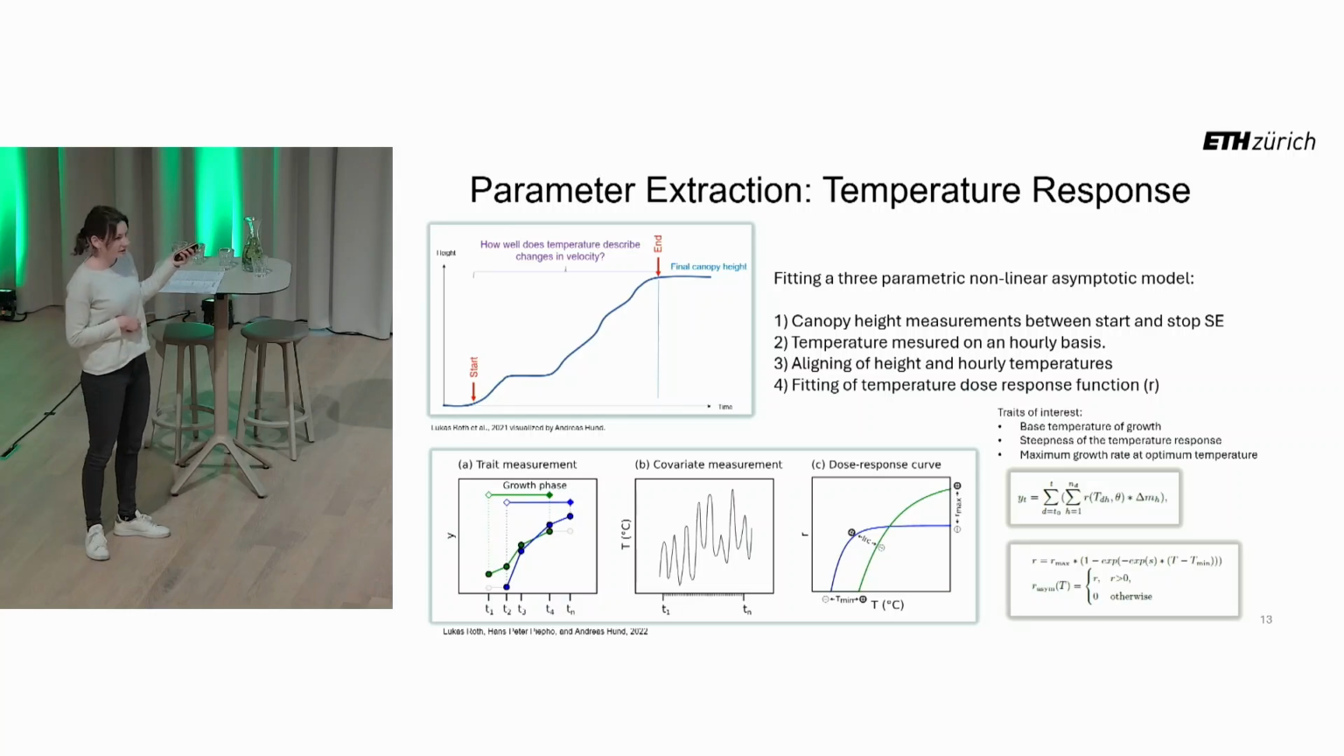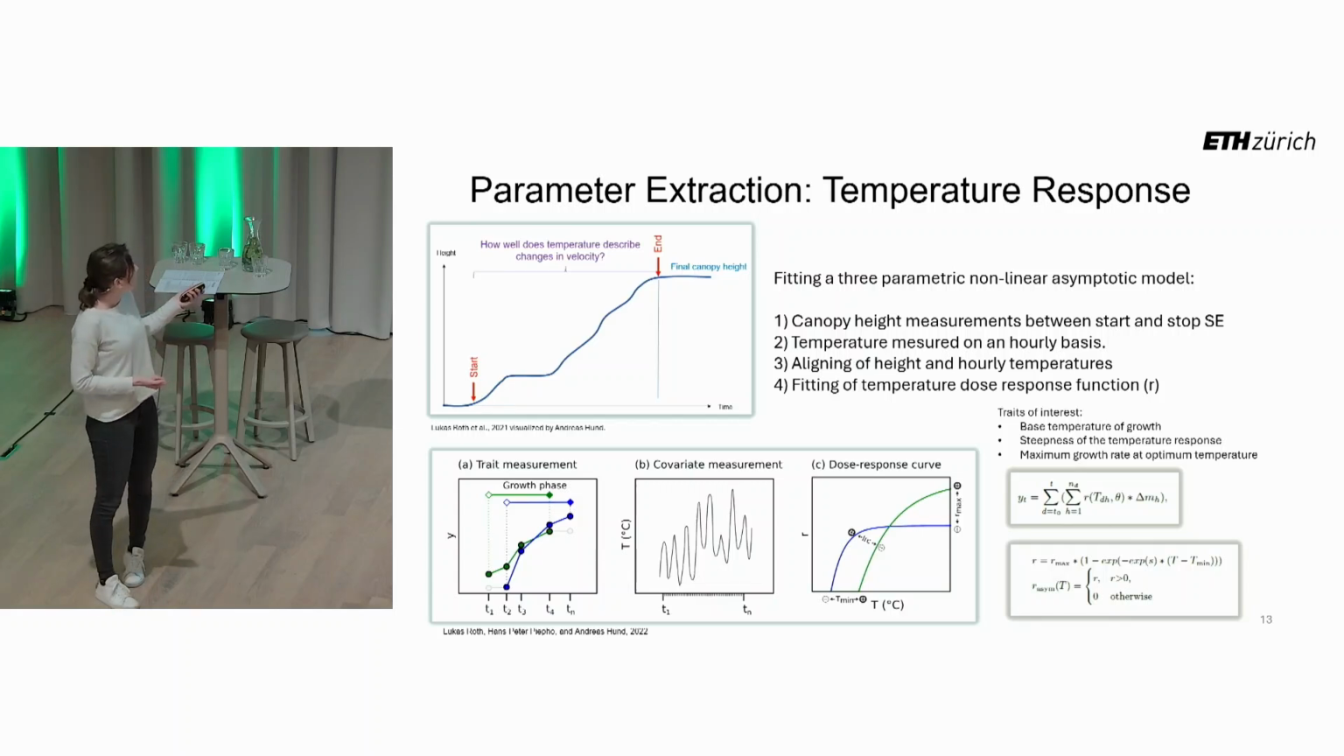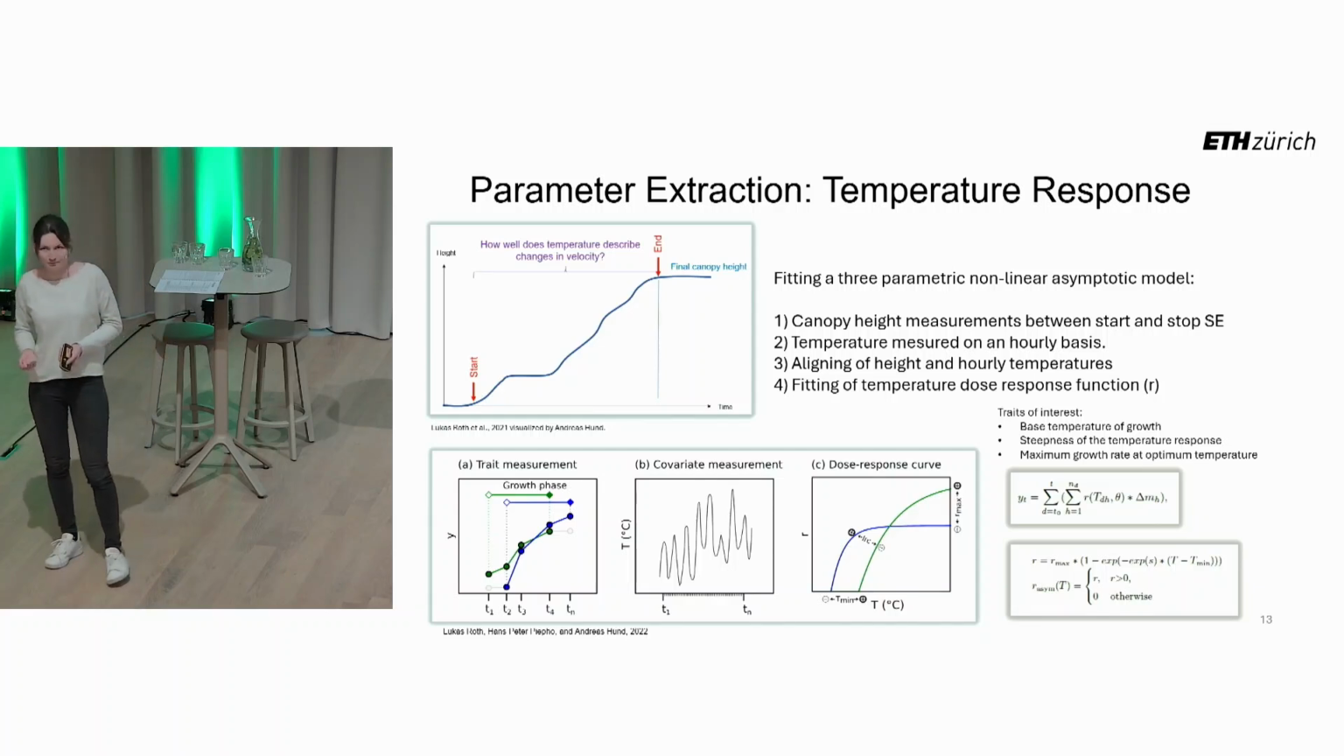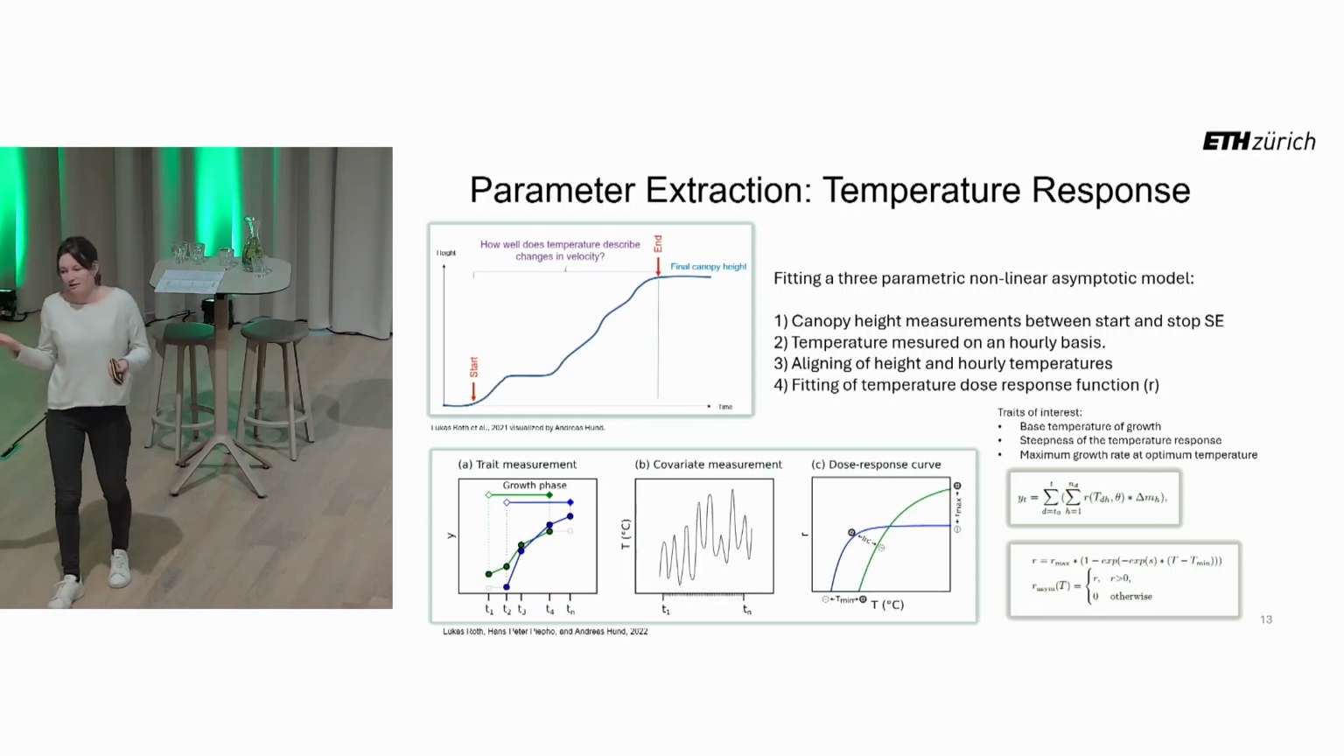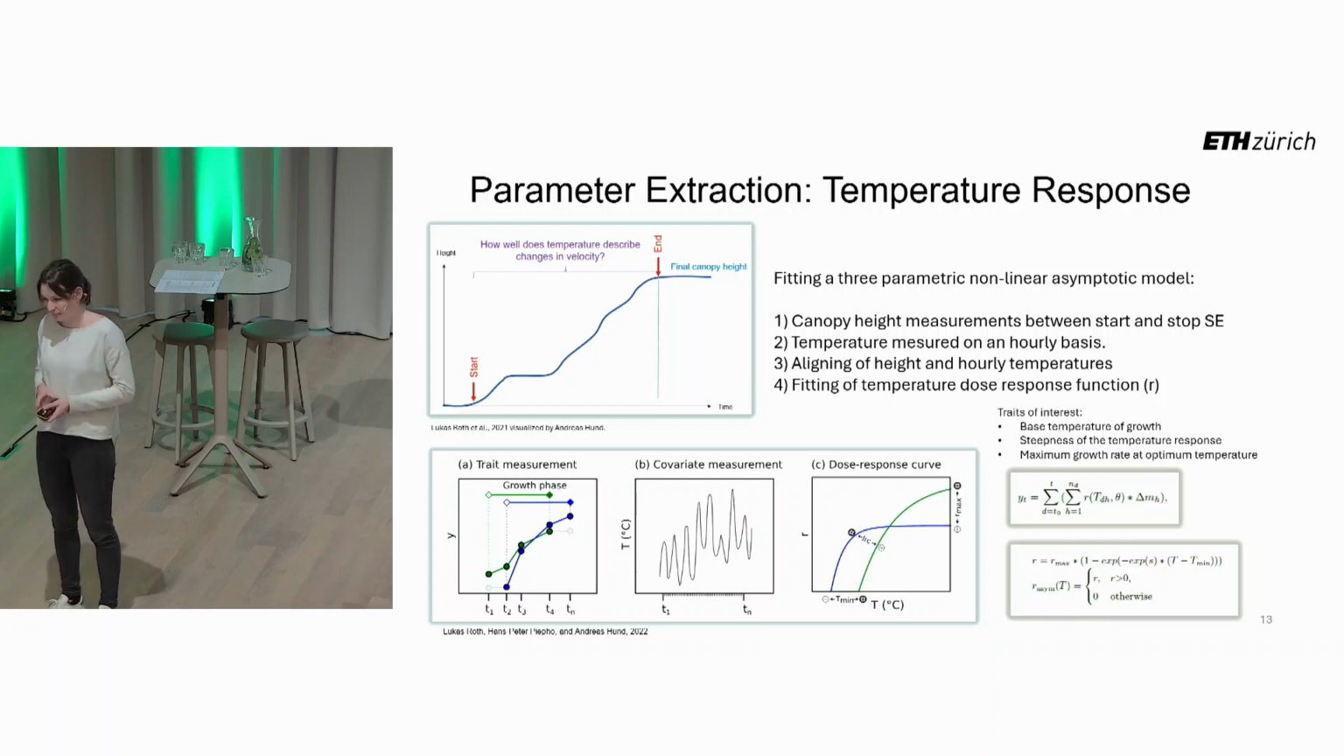So the base temperature, that means which temperature is needed for a genotype to start growing. We have the steepness of the response and the maximum growth rate at an optimal temperature. So now we have 6 extracted or fitted traits.